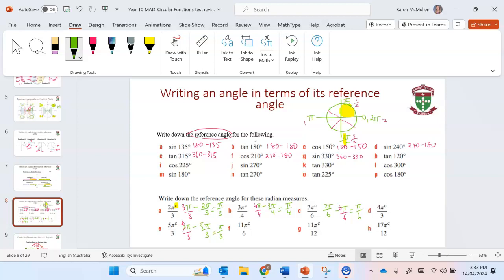So 17 pi on 12, if I was to write that as just a fraction, 17 on 12 is the same as 1 and 5/12. So I'm not quite at 1.5. So 1.5 would be 1 and 6/12. So I'm actually in this third quadrant here.